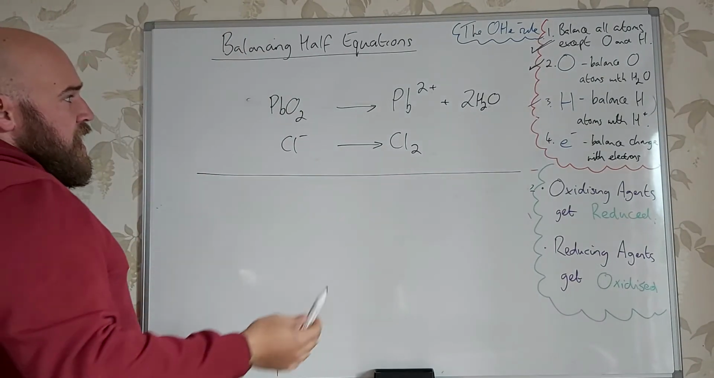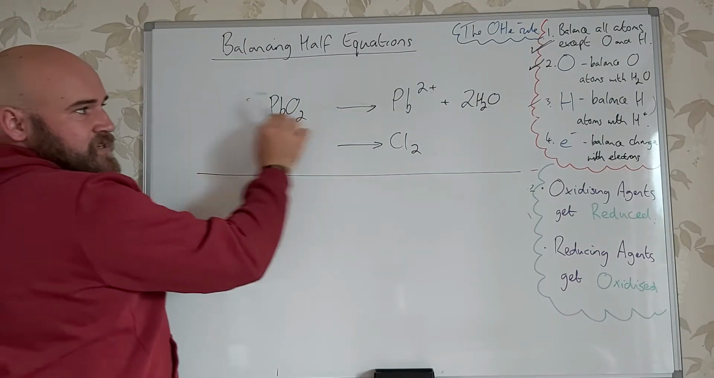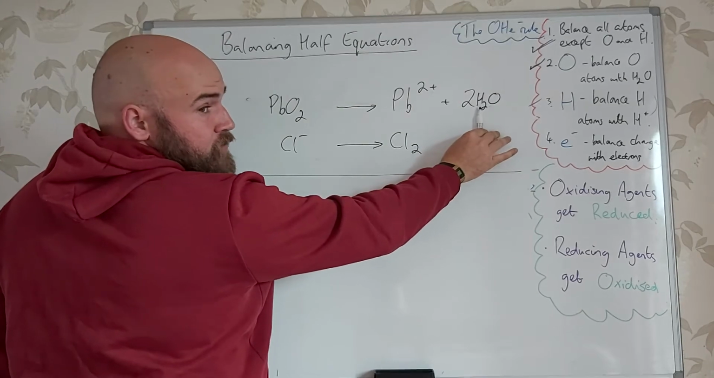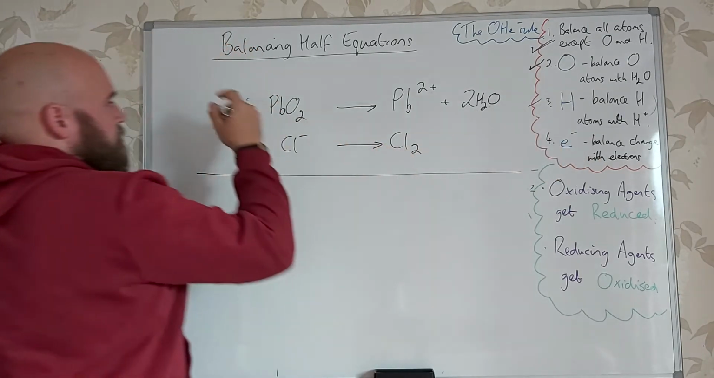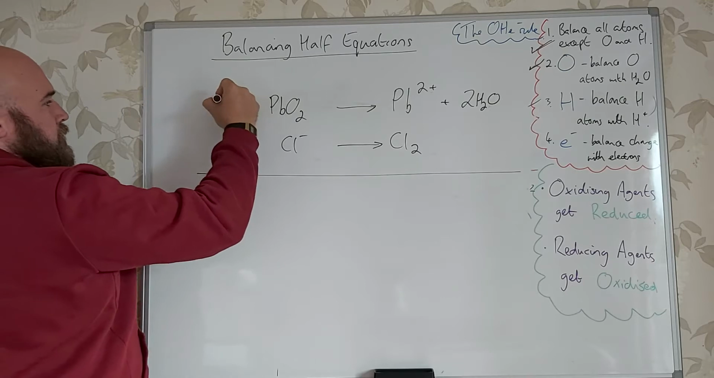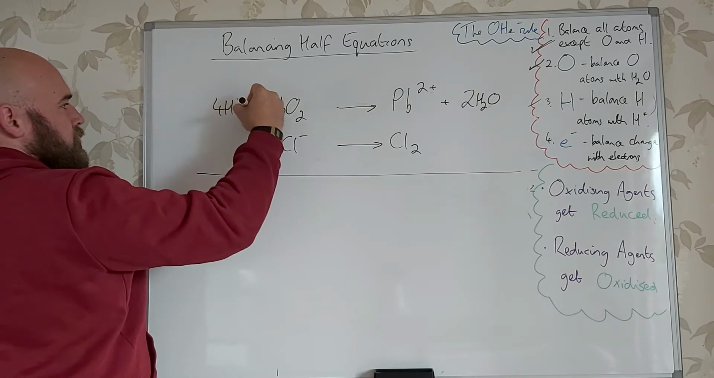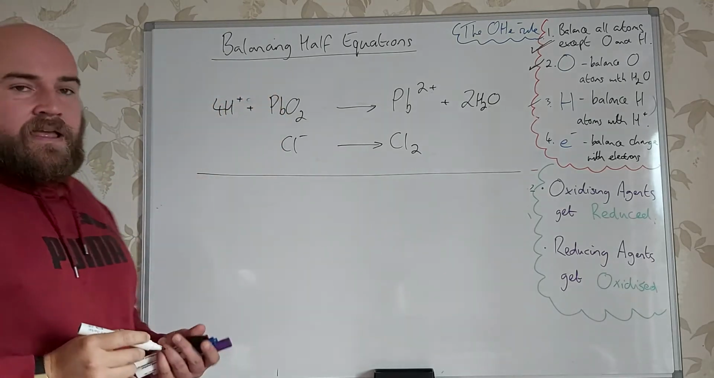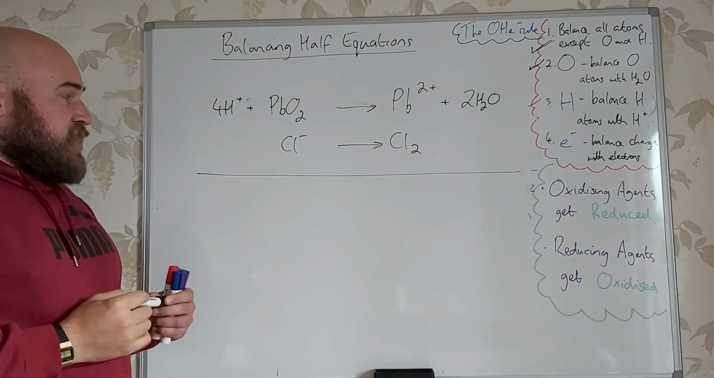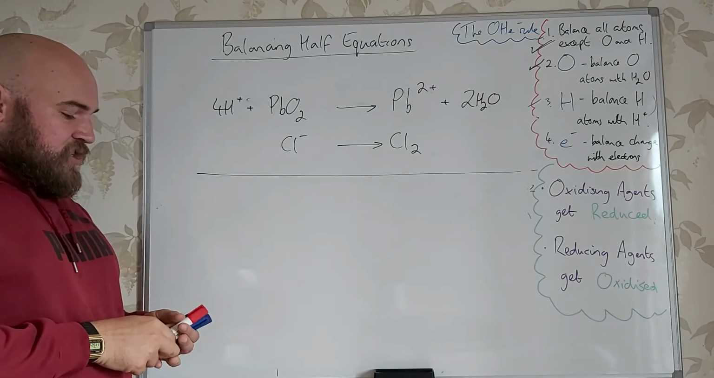So I've got no H's on the left-hand side, but I've got 4 on the right-hand side. So I'm going to add 4 H pluses there. Okay. And the final stage is the charges. So again, add up all the charges on both sides.